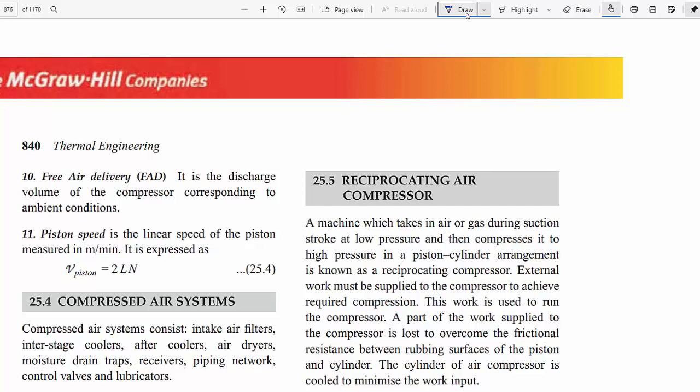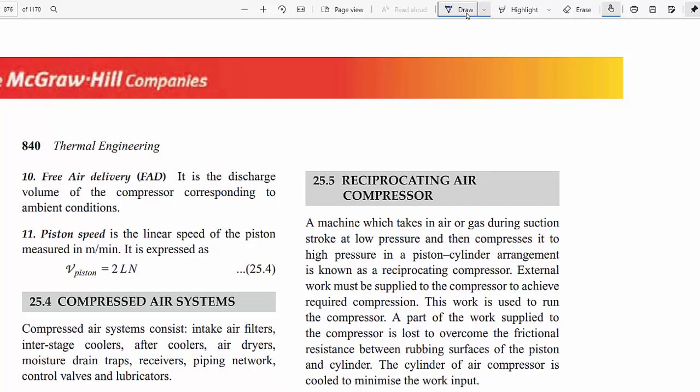Then piston speed. The linear speed of the piston, measured in meters per minute, is expressed as 2LN. Piston speed is another important parameter. L means stroke length and N is speed in RPM. Piston speed is indicated in meters per minute, therefore there is no need to convert RPM to RPS.